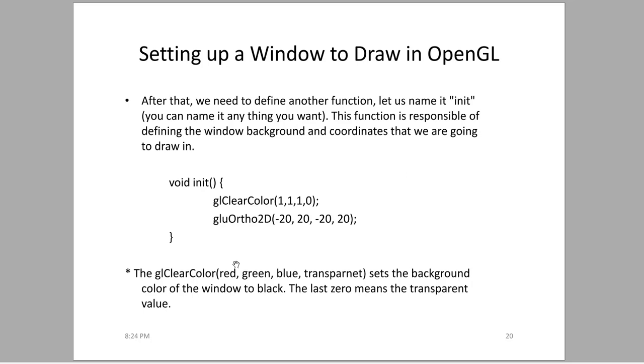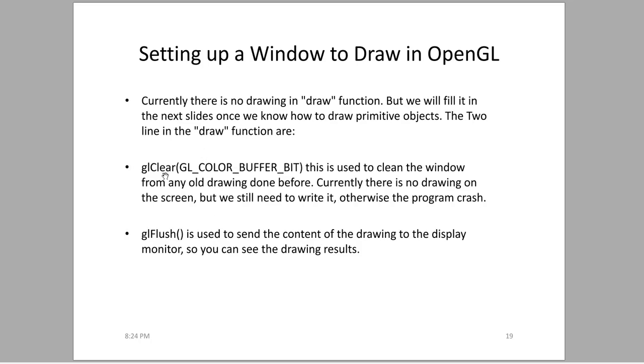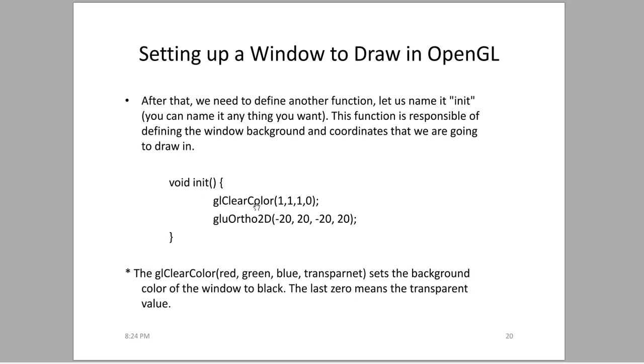After that there is another function which is init. Okay, and it can be anything. We call it init, for initialize, to begin something, and this will define the window background color. This clear color will be what is used here in clear. So when you say clear here, it will be according to this color.